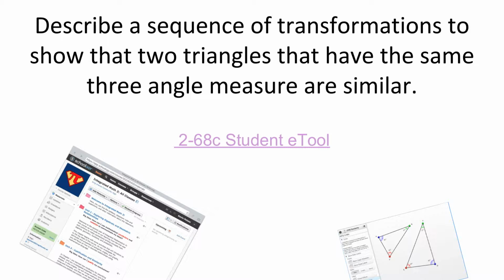Now, sometimes we talk about three angles, sometimes we talk about just two angles. The reason why we do that is because if you have two angles, you can actually find the third one. So instead of saying that's the AAA similarity, it's just angle similarity.